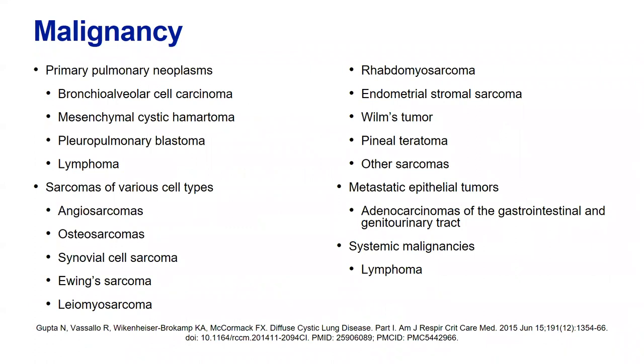Malignancy. So lots of malignancies, primary as well as metastatic. We're not going to go through these, but just for you to have an awareness that all of these can present with cystic disease on imaging. I think the biggest one would be lymphoma for us.